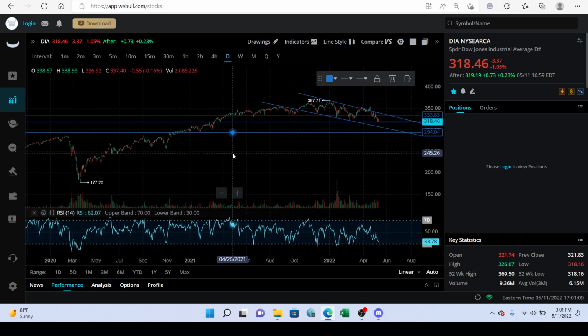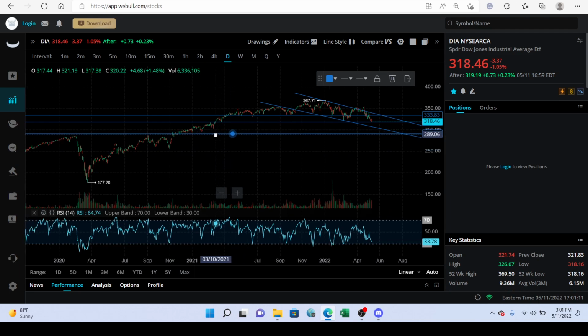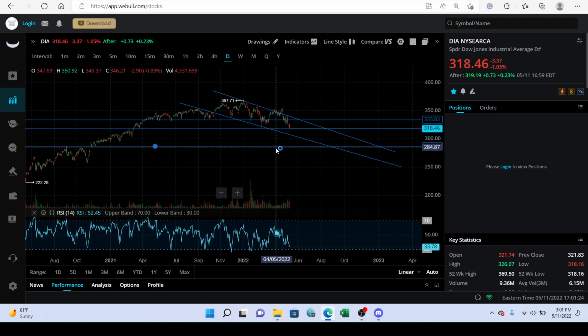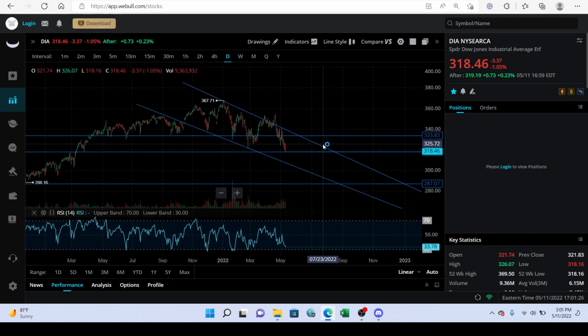So outside of that, and then when we zoom out, maybe not 294. I would say maybe this pandemic high would act as a better support, so 285. Honestly, when stocks are falling in this interest rate and inflation environment, generally the Nasdaq is going to hurt the most. The Dow is going to hurt the least. It's still going to hurt a lot, and the S&P 500 is going to be somewhere in between.